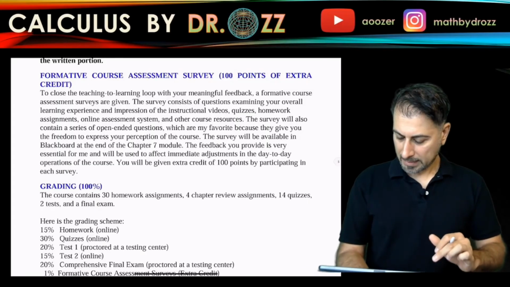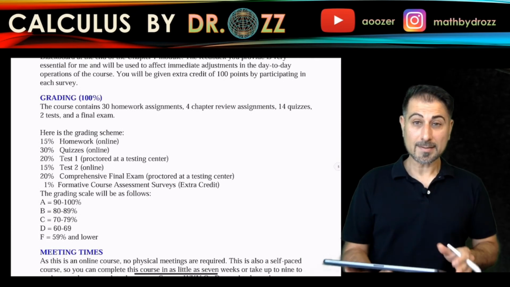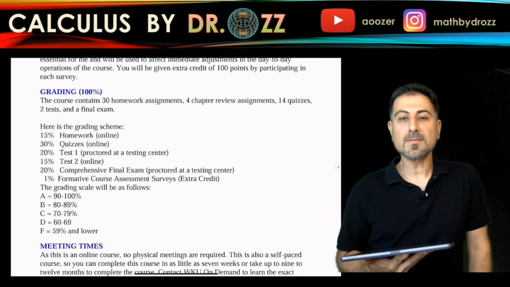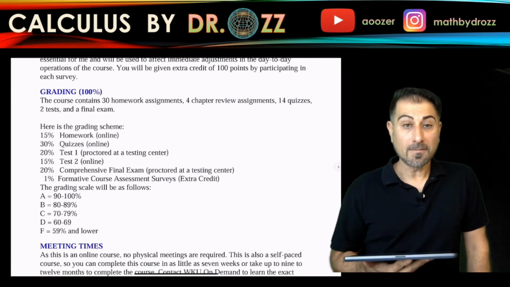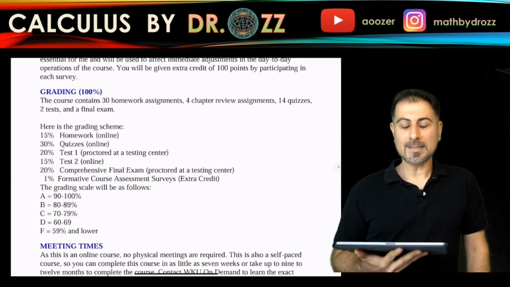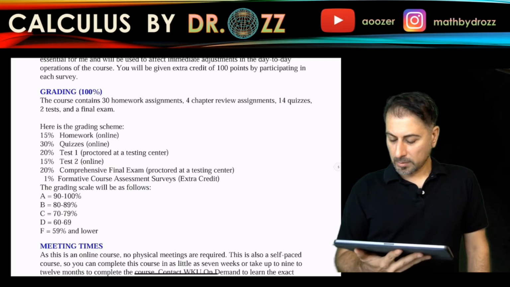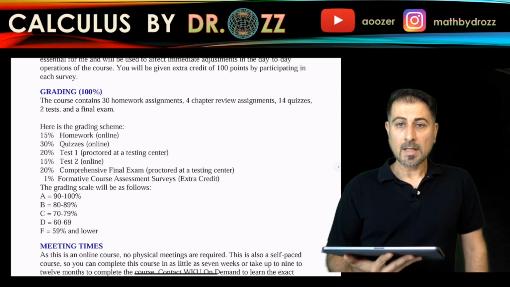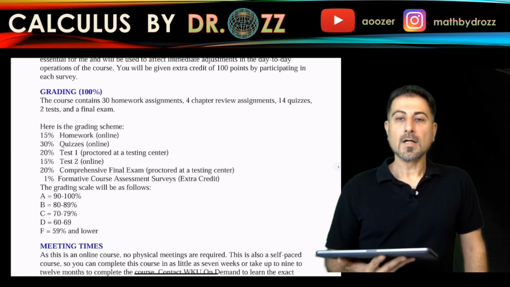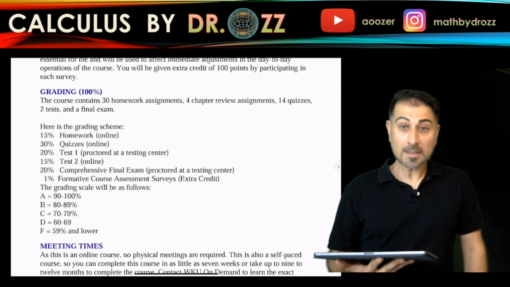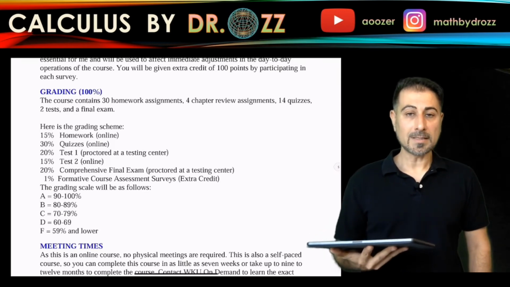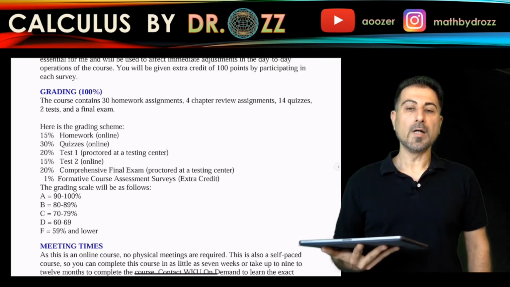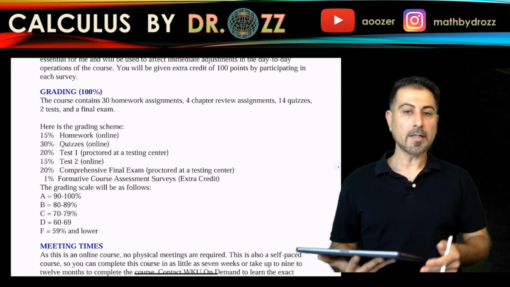All right, let's get back to the most important part of the syllabus. That's grading. So in this course, you're going to have 30 homework assignments, 4 chapter review assignments, 14 quizzes, 2 tests, and a final exam. And the grading scheme works like this: 15% for the homework, 30% for the quizzes, 20% for the first test, 15% for the second test, and 20% for the comprehensive final exam. And you have 1% extra once you complete the formative course assessment survey that I just mentioned.